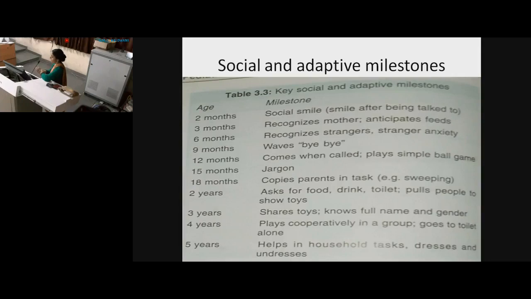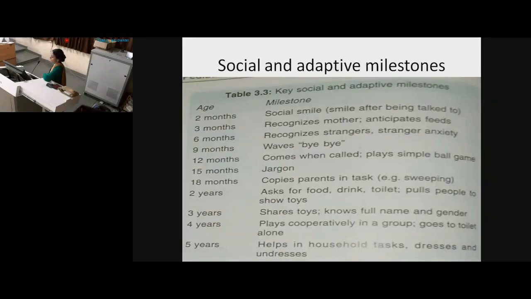Then at 9 months, I told you, he waves bye-bye, and at 12 months, he can play simple games. At 18 months, he's copying the parents. Whatever the mother is doing, if she's wearing a dupatta, the child is putting the same thing on. The father is putting on spectacles, the child is trying to copy the parents. At 2 years, they start asking for simple things like pani do, khana do. Okay? At 3 years, they know their name and they also know their gender. I'm a boy, I'm a girl, they'll be able to tell you by that time.